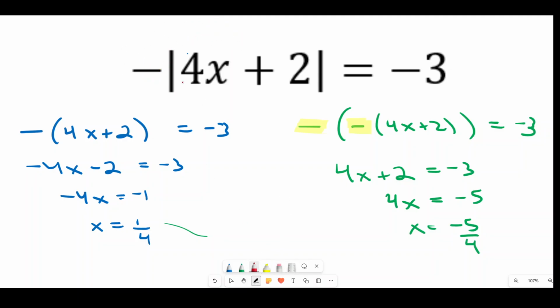And if I test negative 5 over 4, so negative 5 over 4 for x. So this becomes negative 5 plus 2, which is negative 3 inside the absolute value brackets, which is just 3. And then there's this negative out front that I haven't dealt with yet. So the left side is negative 3, and the right side is negative 3. So I'm pretty happy with my answers.